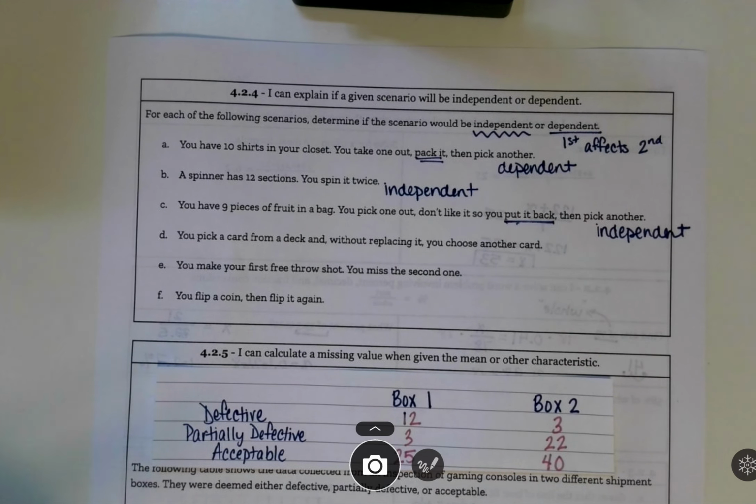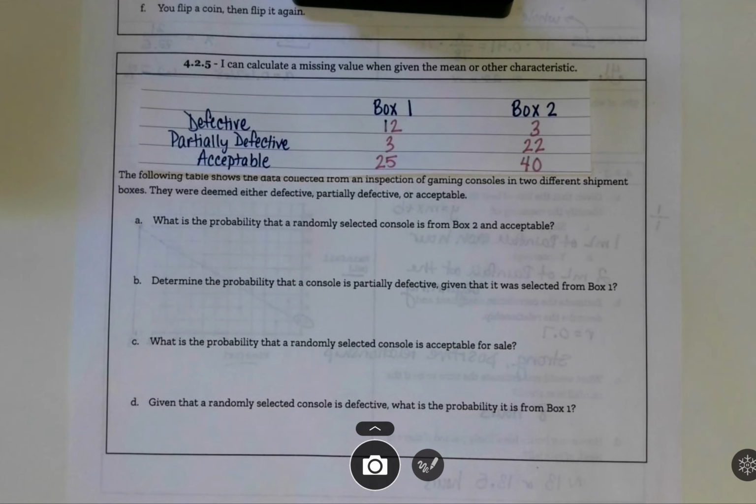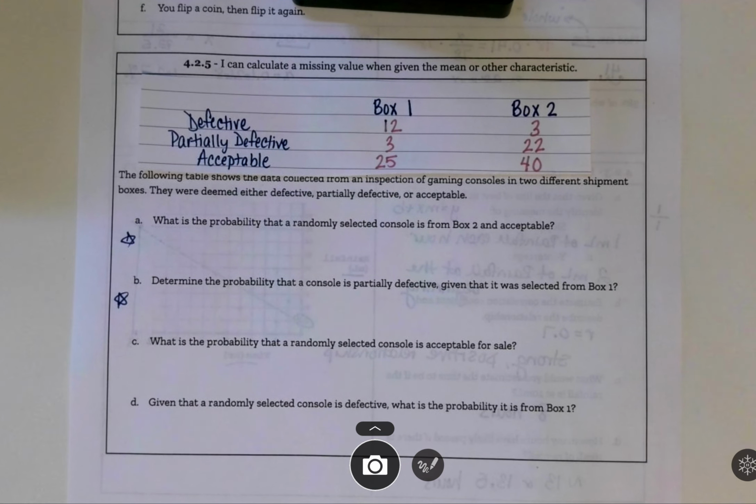All right, for our last 2.0 learning target, when I printed this, the table was very faint. So I have a very official handwritten table that we're going to look at. So we're looking at some gaming consoles that came in 2 different shipment boxes, and they were either deemed defective, partially defective, or acceptable. So I'm going to look at A and B, and then I'll let you do C and D. So A says, what is the probability that a randomly selected console is from box 2 and acceptable?